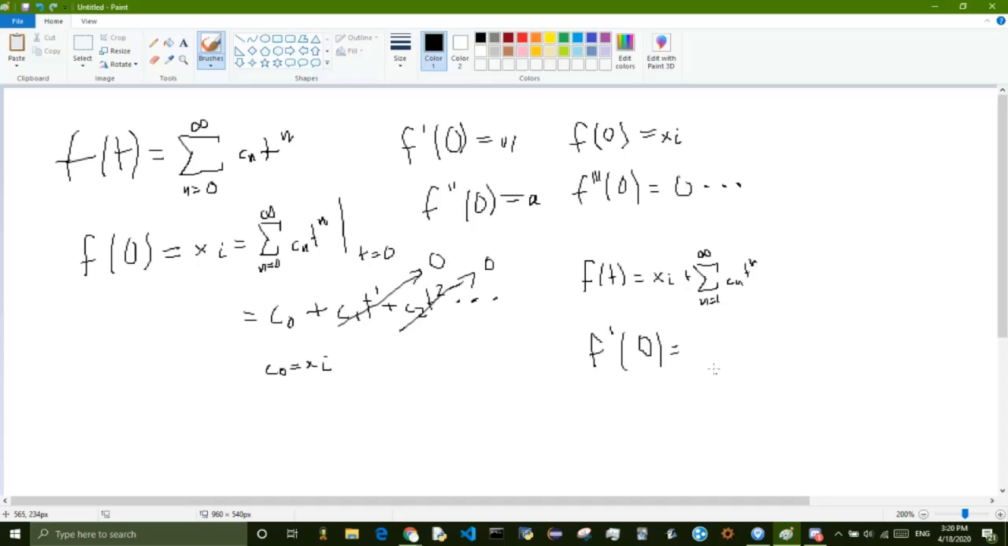So n times cn to the t times t to the n minus 1, right? Once again, we can write out the first term as 1 times c1 times t to the 0, which is 1, plus other terms, basically other junk with t dependence, right? You plug in 0, once again, you arrive at the fact that f prime of 0 equals c1, and we define the first derivative of our position function. We defined it to be the initial velocity, right? So c1 is once again vi, right?